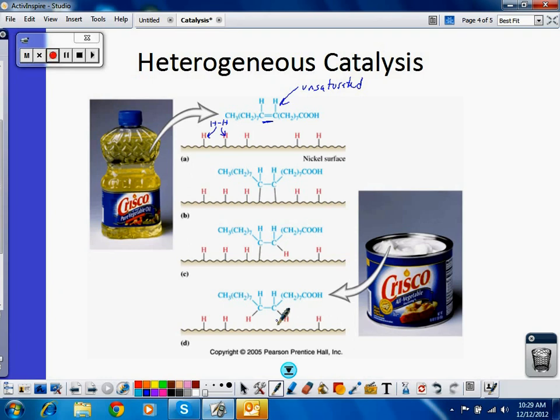So this is a heterogeneous catalyst because I have hydrogen gas and this fat, which would be in one state, and then I have this solid nickel catalyst, which is not really being used up for the reaction. It's simply a place for the reaction to occur. So by having the nickel here, it facilitates that double bond breaking and two hydrogens attaching to the double bond to become a saturated fat.